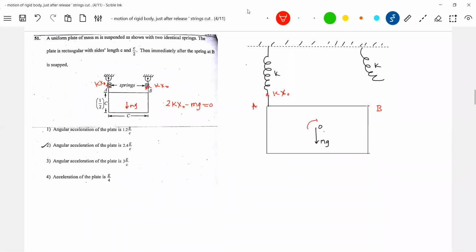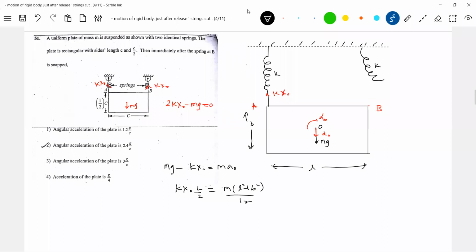So it will rotate about the center of mass with alpha O, and it will have AO. So let me write the corresponding equations. Kx naught into C by 2. Mg minus Kx naught equal to Ma by 2. So Kx naught into L by 2 is equal to, there's a rectangular plate, so I'll do one thing. Let me take this as length L and breadth B. So what is the moment of inertia? M times L squared plus B squared by 12, into alpha naught.